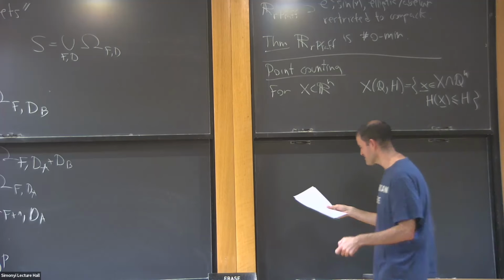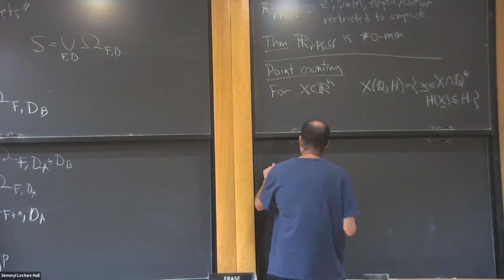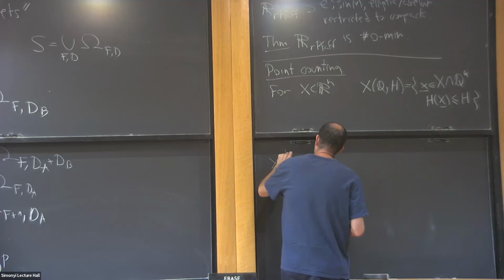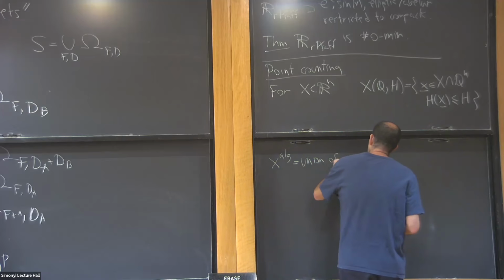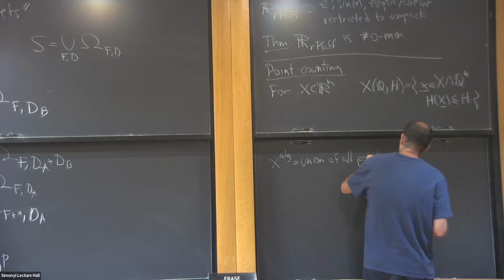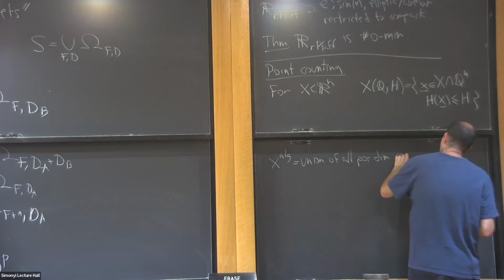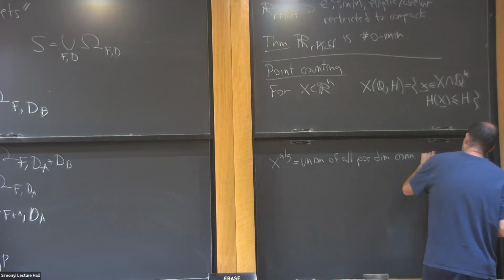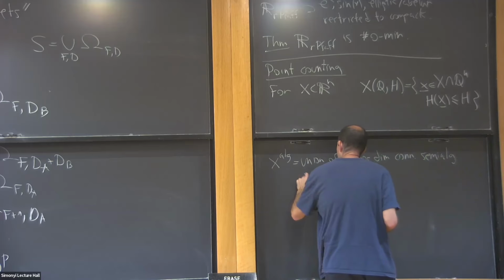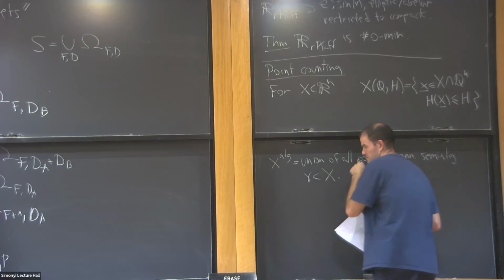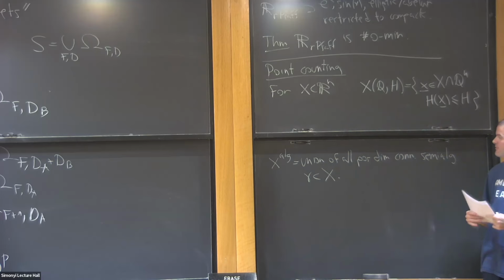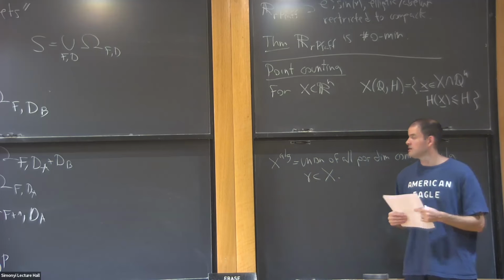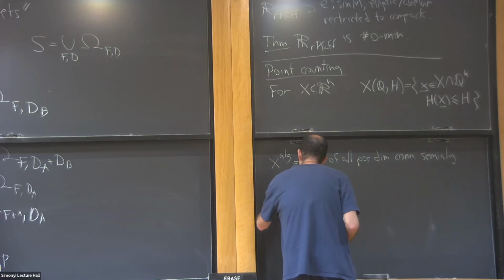Okay, so in order to ignore it, let me make a definition. I denote by X^alg the union of all positive dimensional connected semi-algebraic sets gamma in X. So it's all the algebraic sets of positive dimension that are in my set. I throw them into this algebraic part. Okay, and then the transcendental part is whatever is left.